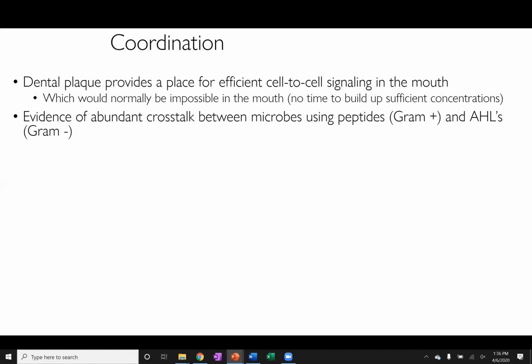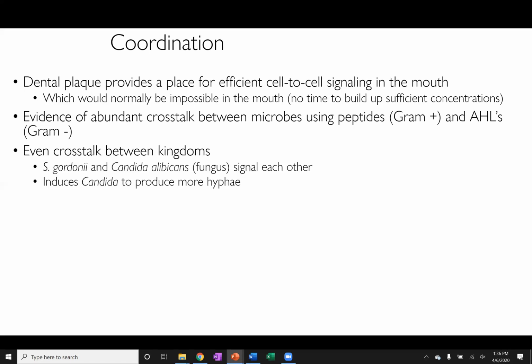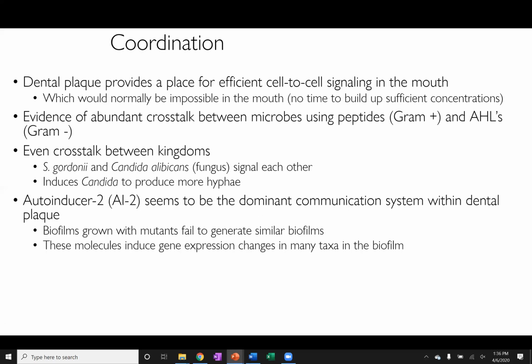There's evidence of abundant crosstalk between microbes using peptides and AHLs inside your mouth. There's also been interkingdom crosstalk shown between Staphylococcus and Candida, which is a fungus. One interesting thing is that it induces Candida to produce more hyphae, which allows the biofilm to get larger. Autoinducer 2, or AI2, seems to be the dominant communication system within our dental biofilms.